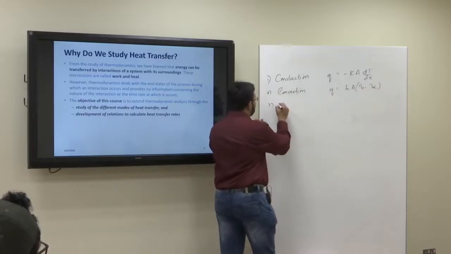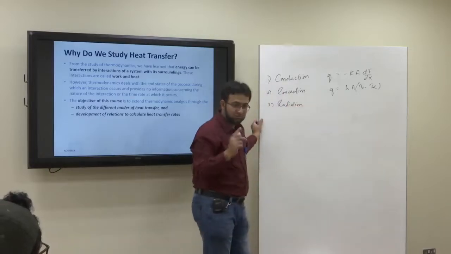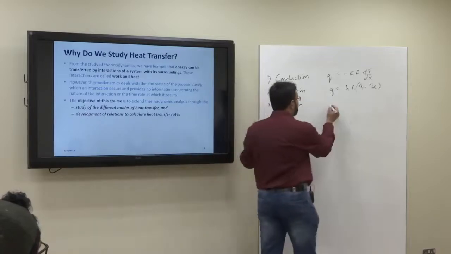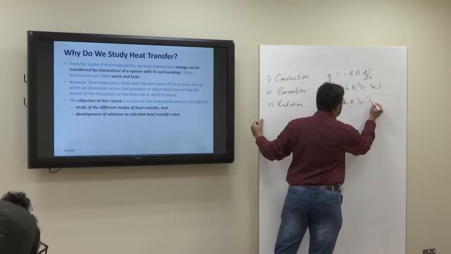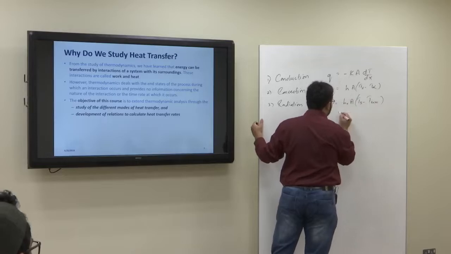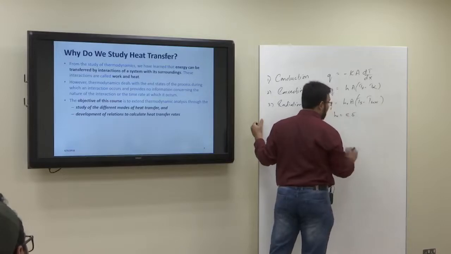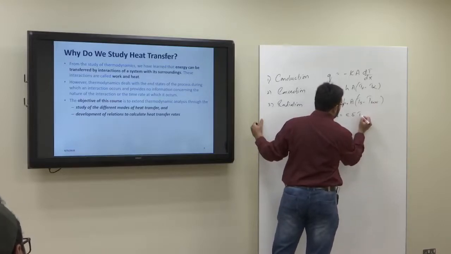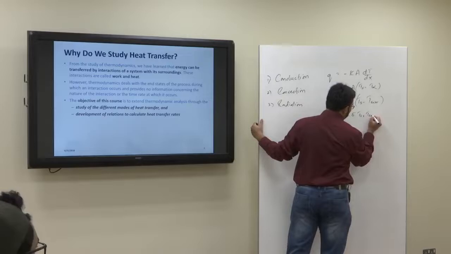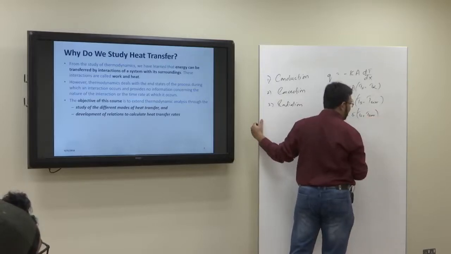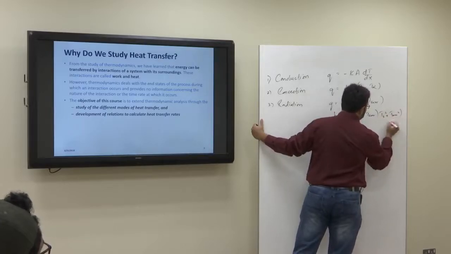Then the third was radiation, and what was the law? Stefan-Boltzmann law. Q is equal to hr A (Ts minus T surrounding). Now what about hr? What was the formula for hr? Emissivity, epsilon, sigma, (Ts plus T surrounding) multiplied by (Ts square plus T surrounding square).